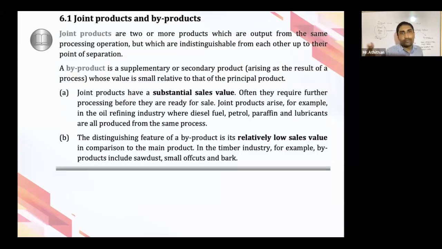Okay. Joint products and byproducts. Joint products are two or more products which are output from the same processing operation, but which are indistinguishable from each other up to their point of separation, right?